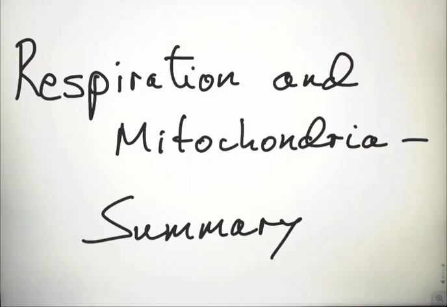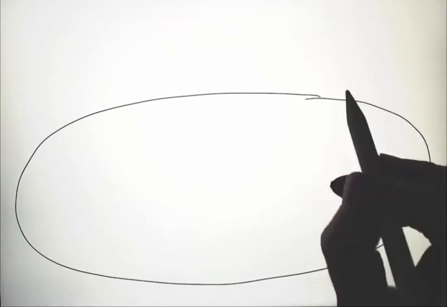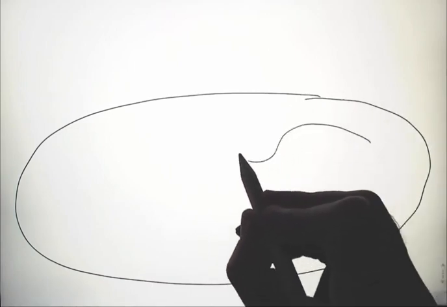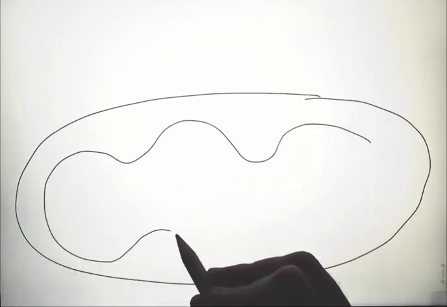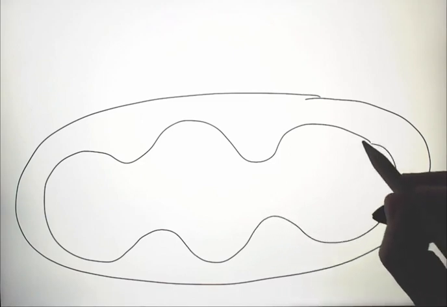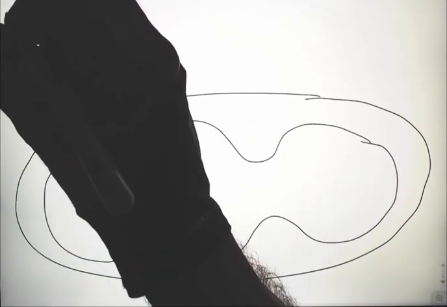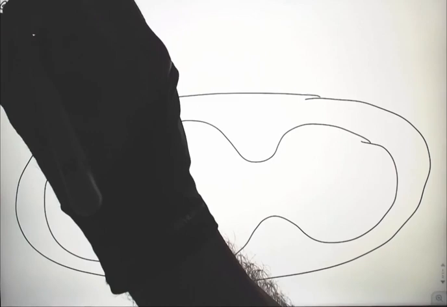This video is a summary of cellular respiration and mitochondria, the events of glycolysis and oxidative phosphorylation inside a mitochondrion. Here's a mitochondrion, the outer membrane and now the inner membrane. The space on the inside is the matrix, and between the two membranes is the intermembrane space. I'm going to start with glycolysis.